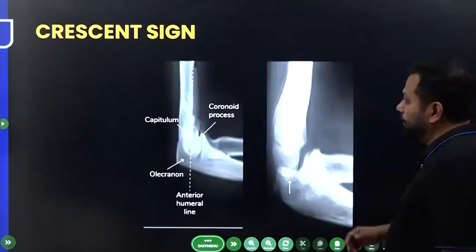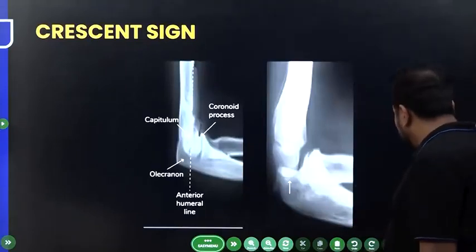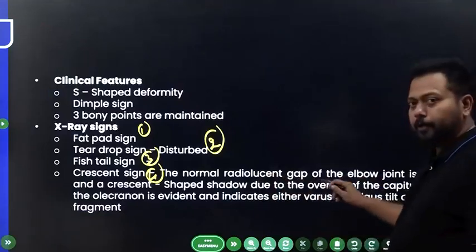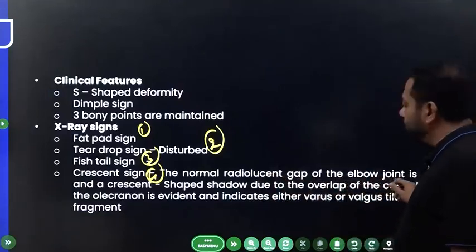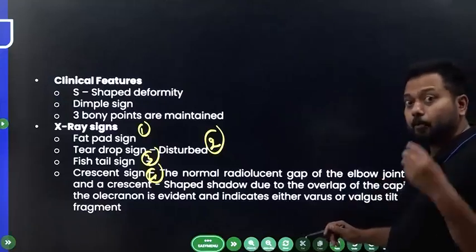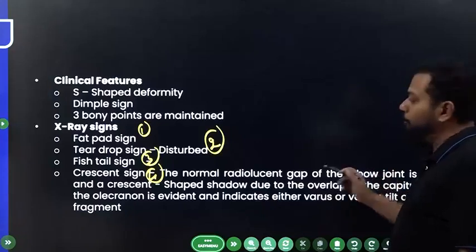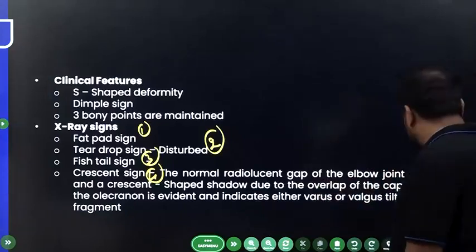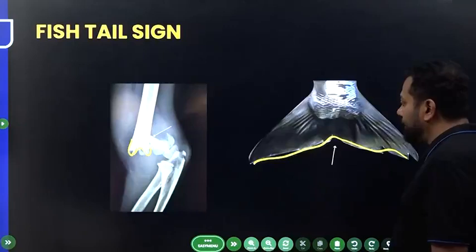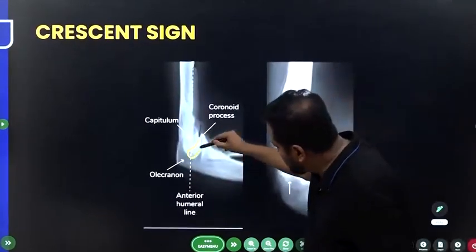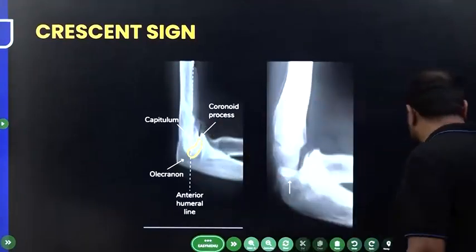And then comes the crescent sign. You should know what the crescent sign is. Crescent sign: the normal radiolucent gap of the elbow joint is missing and a crescent-shaped opacity is seen due to overlap of the capitulum over the olecranon. This is called the crescent sign.